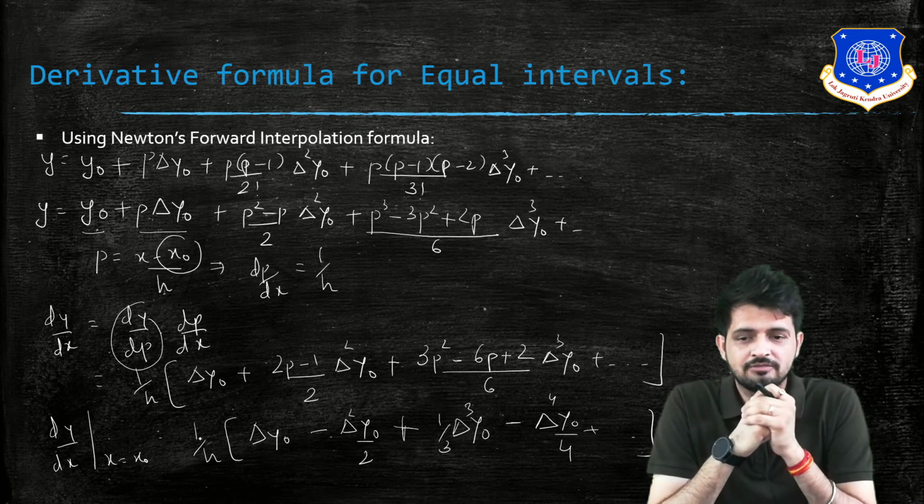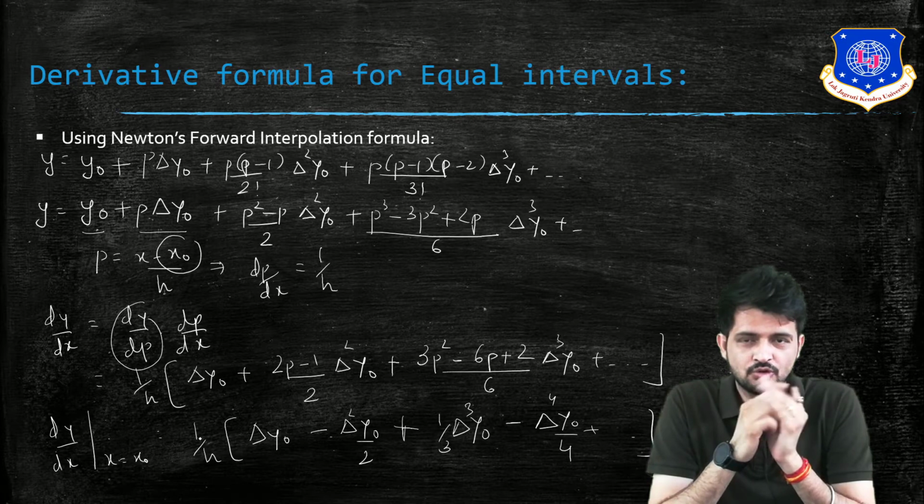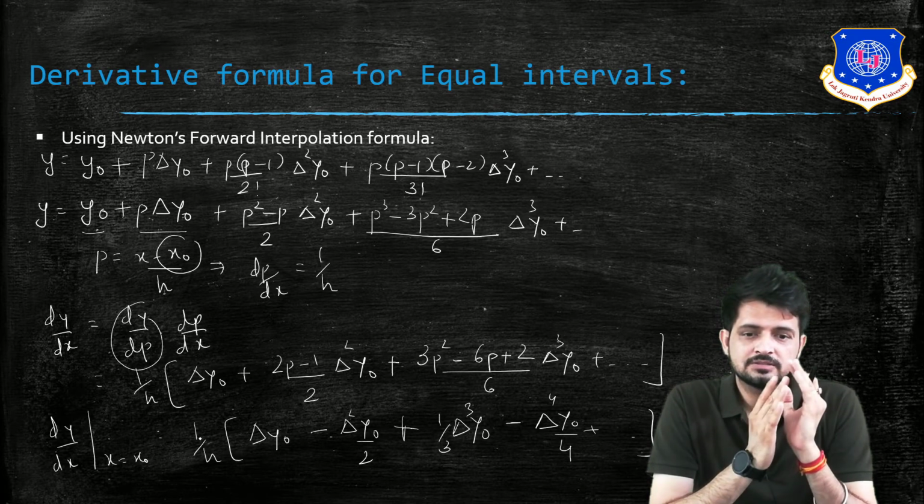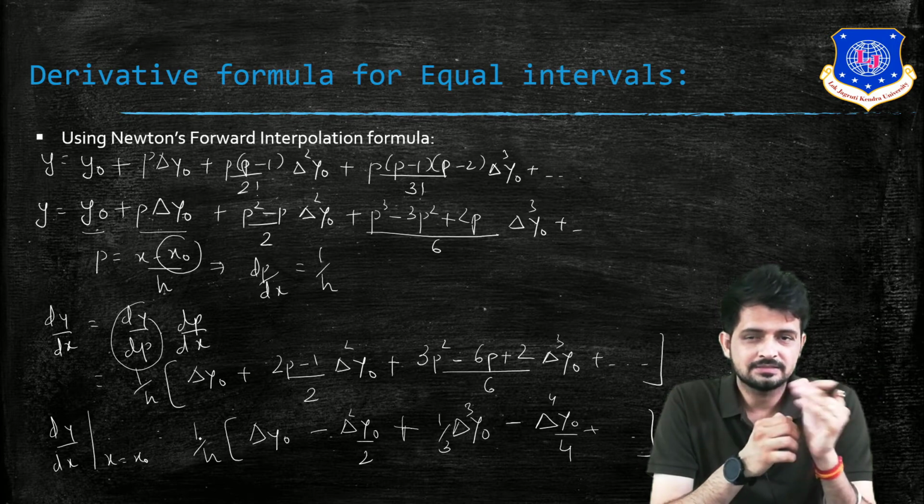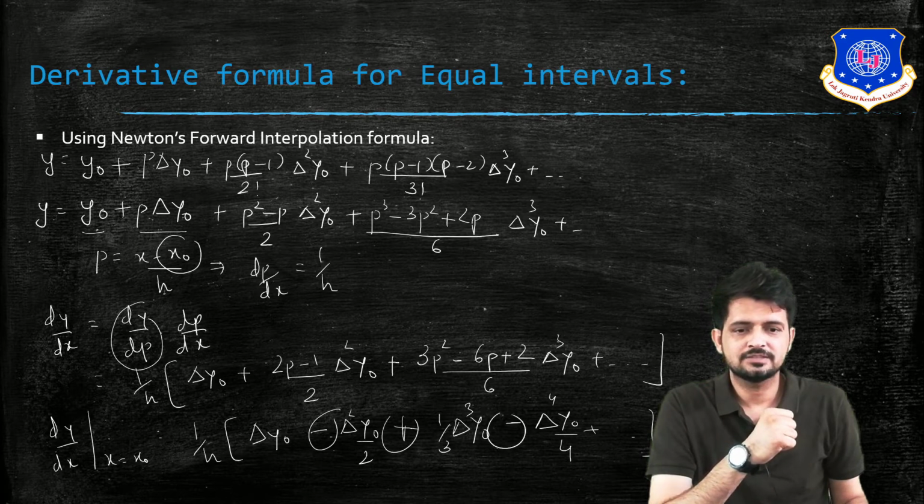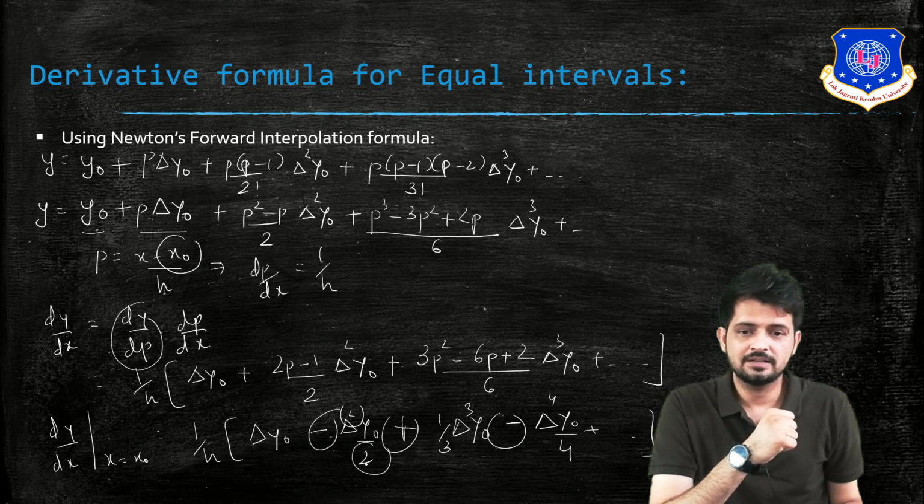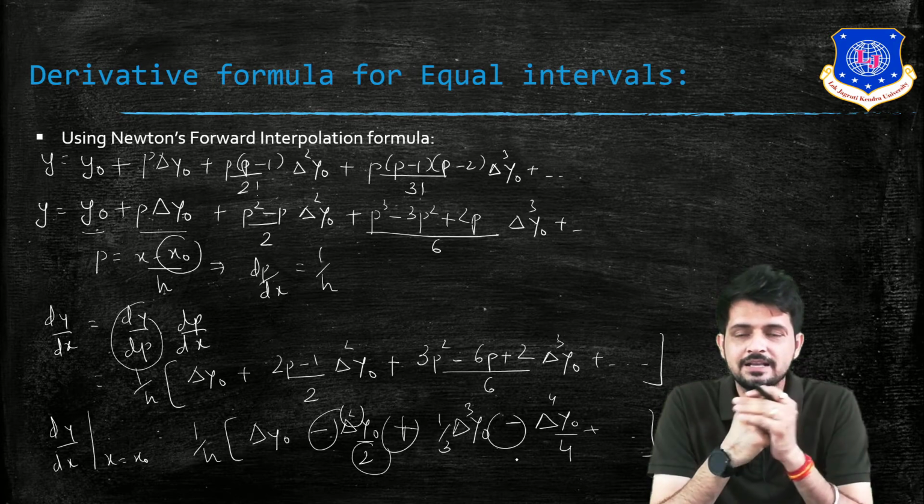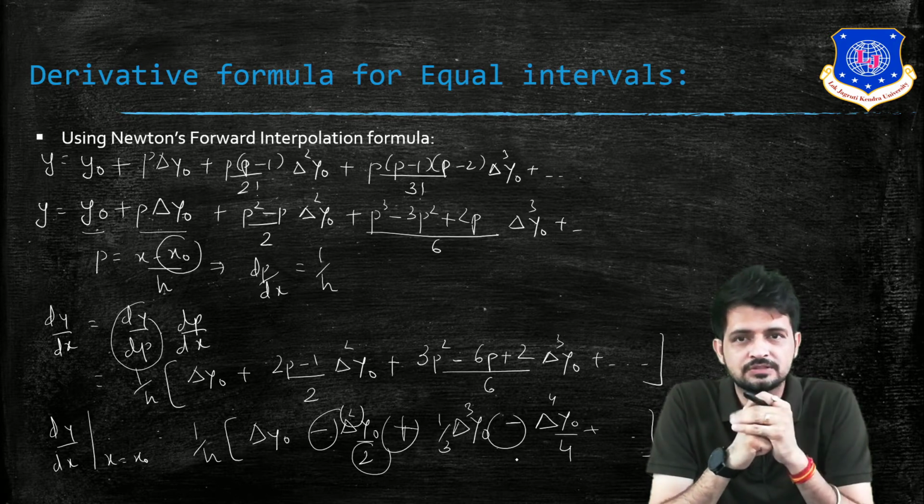See, you can see 1 upon h, then del y0, see, we are taking the differences, first order difference, second order difference, third order difference and so on, and the signs are alternate, you can see minus, plus and so on, and the number will be the same as the order. If I am taking del square, then the denominator will be 2. If I am taking del cube, the denominator will be 3. Del raised to 4, denominator will be 4. So this is the formula for dy by dx at x is equal to x0.